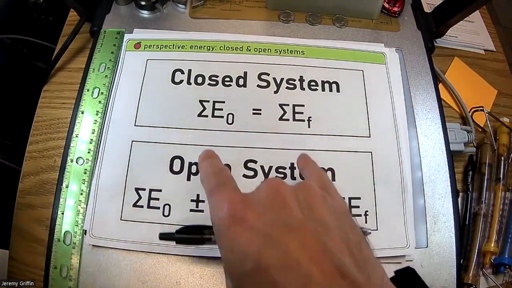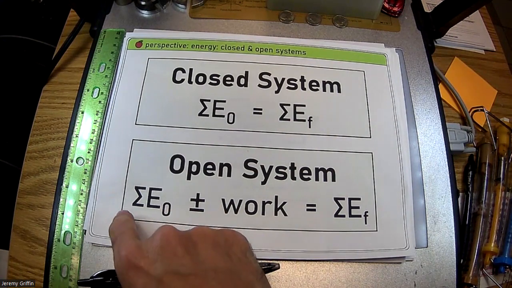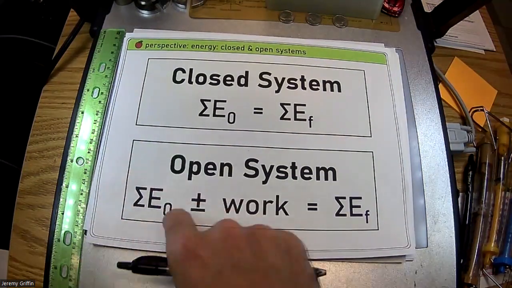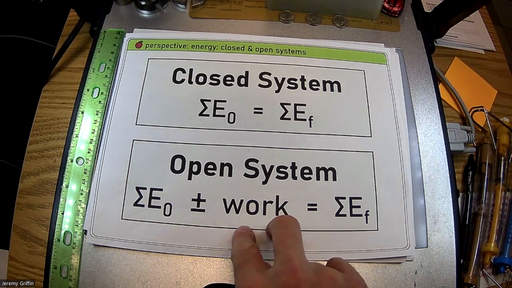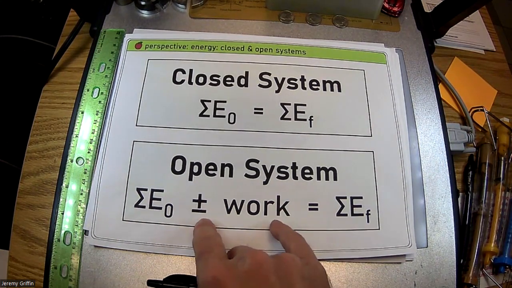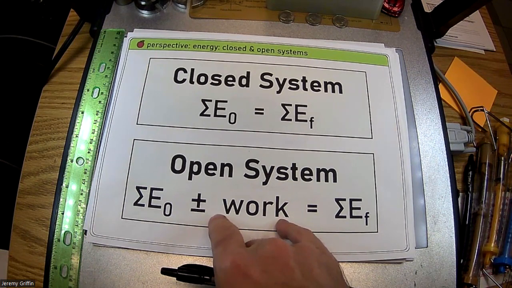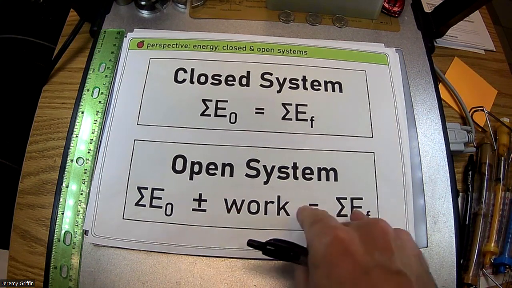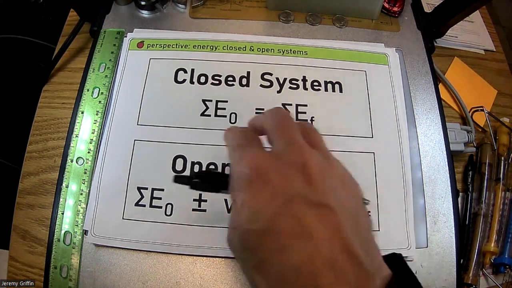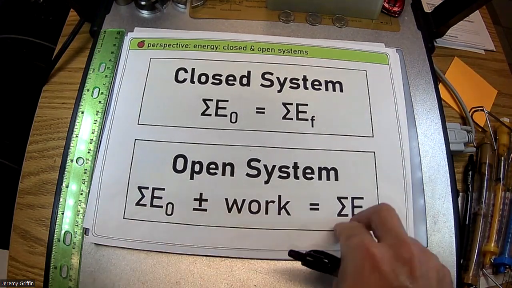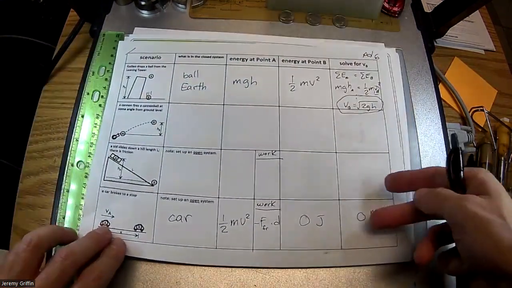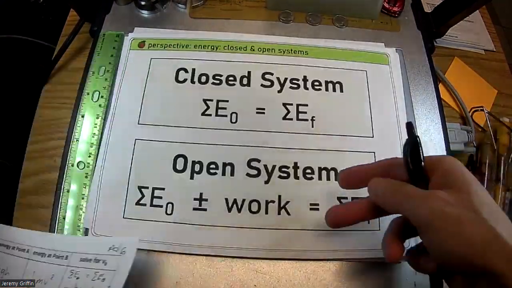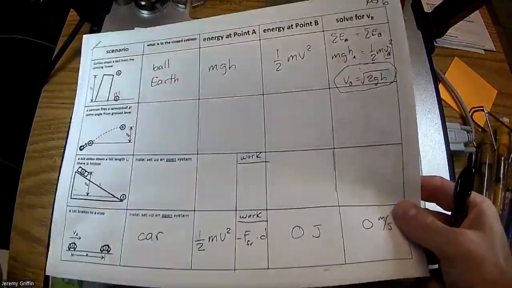Now you might have an open system, where you start off with some energy initial in the system, and you either have work done on or by the system, so you could add or subtract some amount of energy. That's what work is: a transfer of energy. So you end up with a different amount of energy. Now these are all in joules, where 1 joule breaks down to 1 newton times 1 meter. There are just a couple of examples of open systems in this packet.